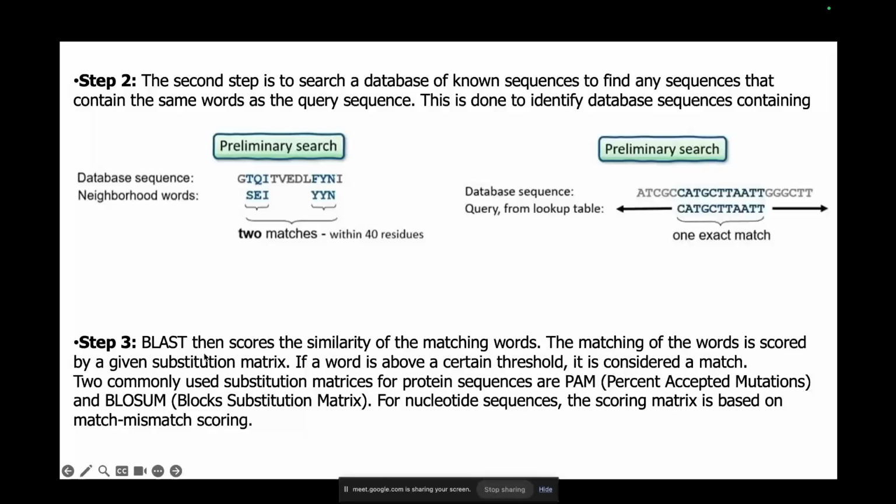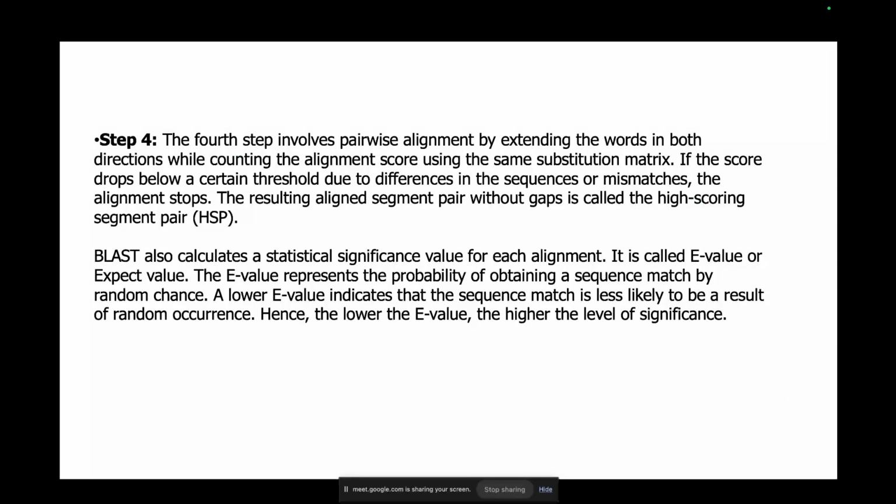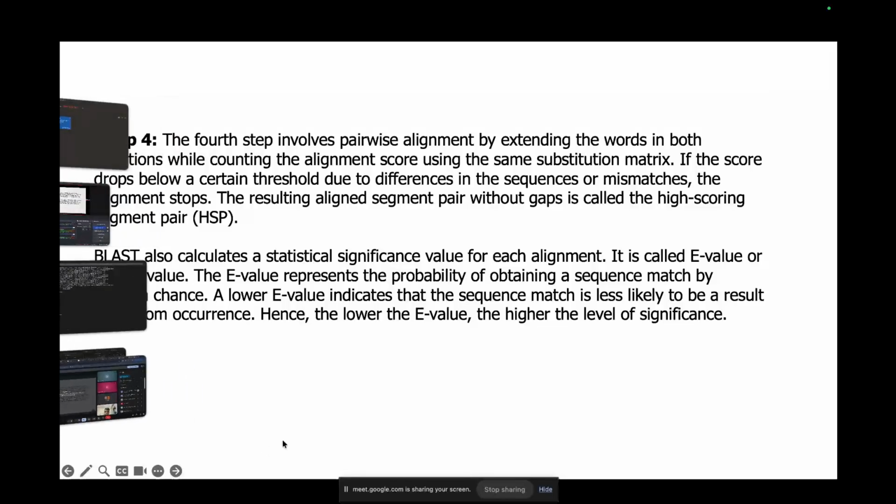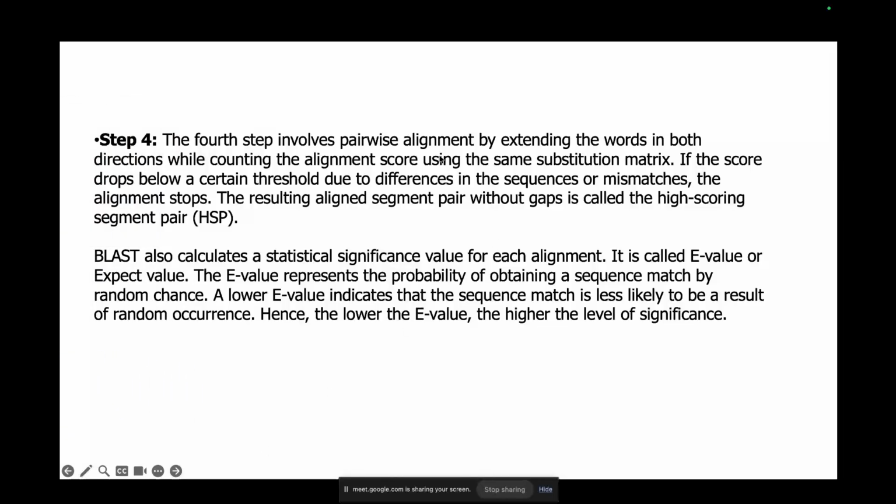Then it will score the similarity of these matching words, depending on what sequences you are comparing. It will use different scoring matrices, PAM or BLOSUM, for proteins, and for nucleotide sequences it can use a scoring matrix of its own, with different combinations scored differently. So purine to purine will be scored differently, purine to pyrimidine will be scored differently, and so on and so forth.